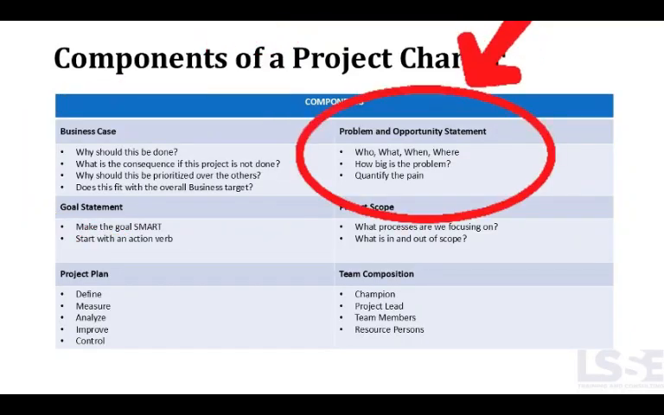Number 2, the problem and opportunity statement. This is where you define the what. Who is affected? What is happening? When and where does it occur? A strong problem statement quantifies the pain. It's not enough to say something is broken. You need data to show how broken it is.